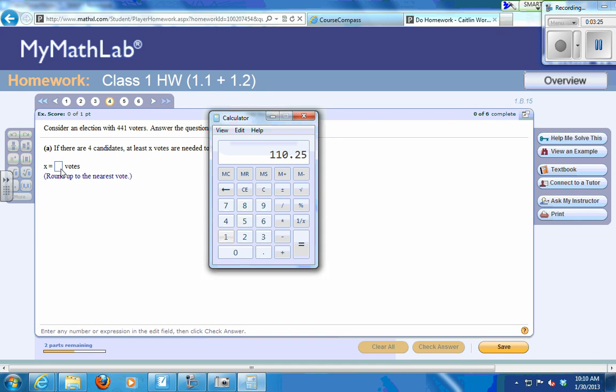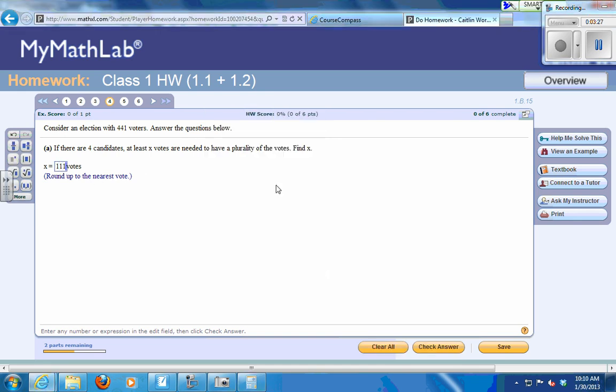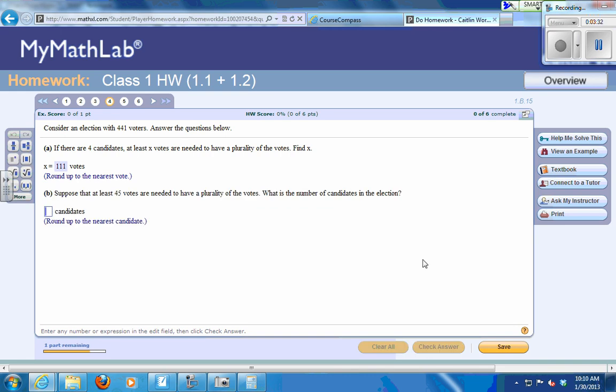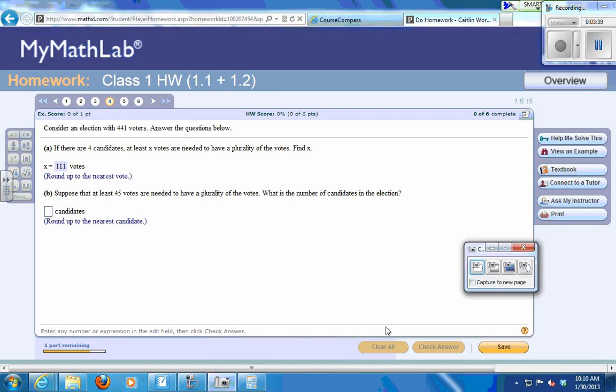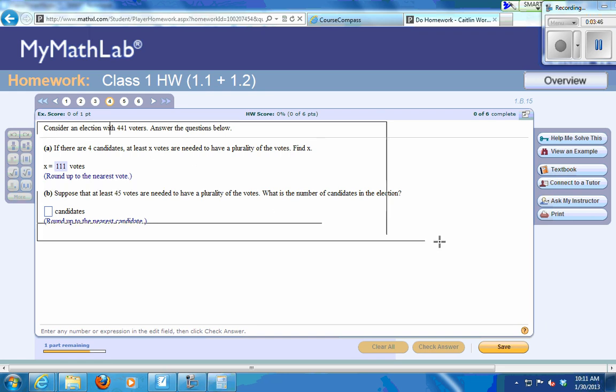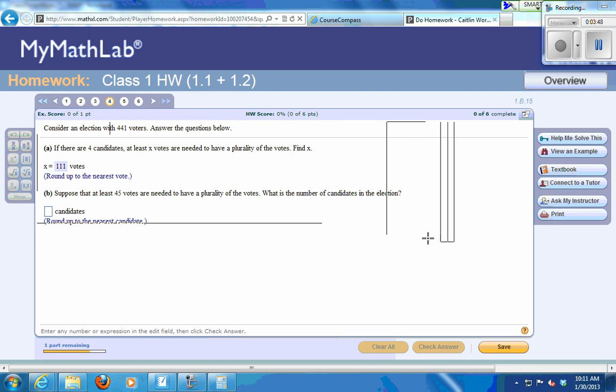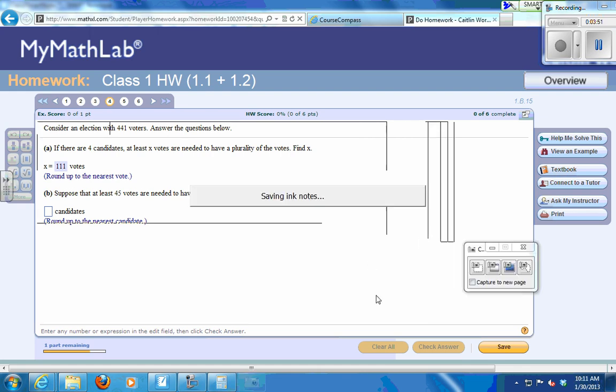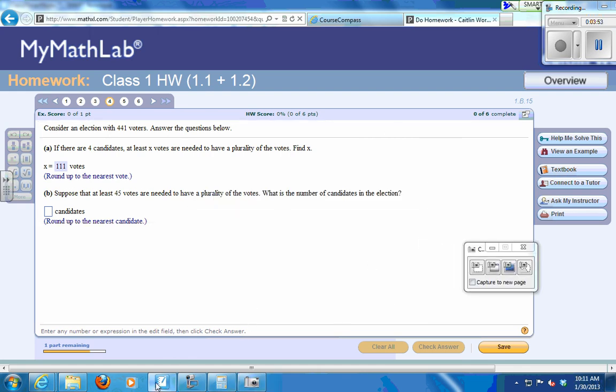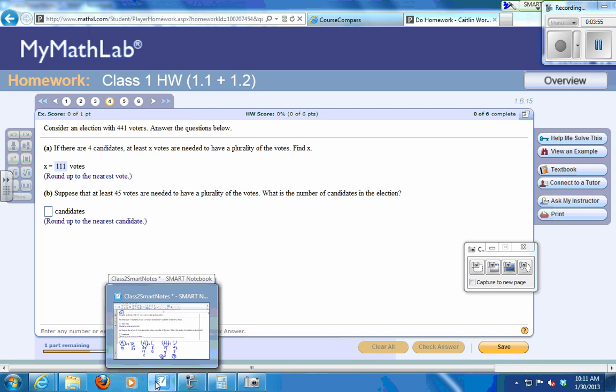Okay, so hold on. Let me pull B up here. So I'll put in 111. Okay. And then B, suppose that at least 45 votes are needed to have a plurality. What is the number of candidates in the election? I didn't think I was supposed to. Oh, you didn't realize we were. Oh, I see. Yeah. Yes, it is.